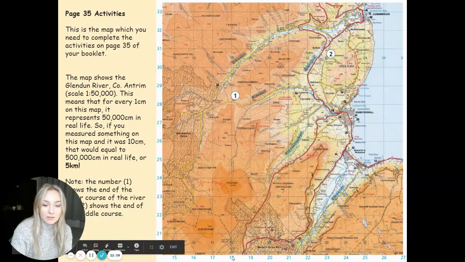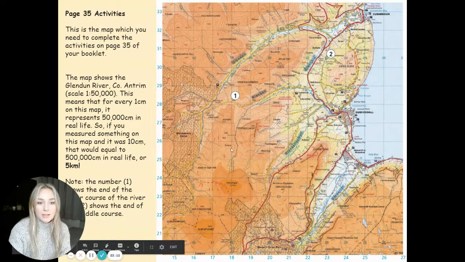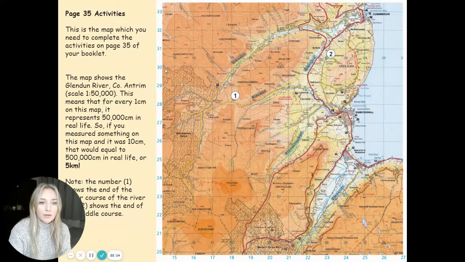So I find 18. I'm going to go up until I can see 30. So 30 is there, so that means I'm in this square, and that makes sense because there's the label for the Glendon. Now, the question says, how would you describe the valley sides? This requires you to know how to use contour lines to know what the relief looks like for a particular piece of land. Now, contour lines are these little squiggly lines that you find on a map, and on this map they're orange. The closer that contour lines are to each other, the steeper the land.